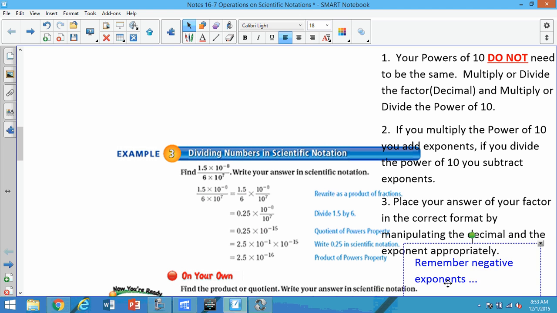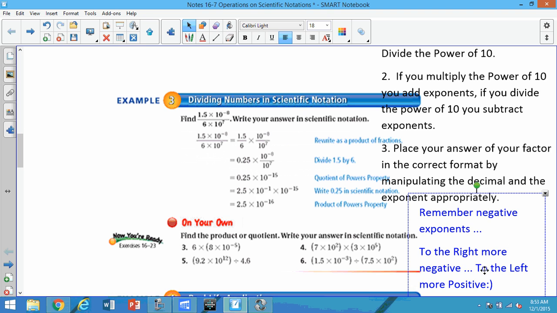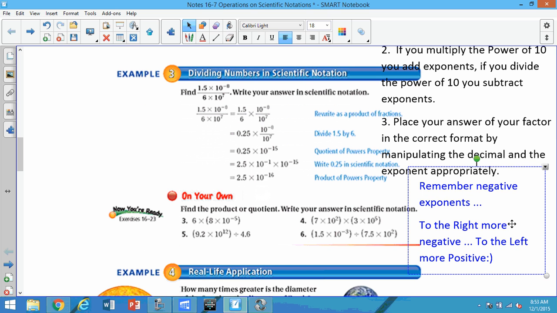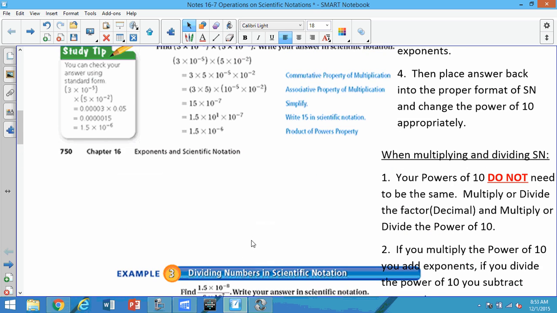And then I put a little note here. Remember, negative exponents, you go to the right if it's more negative, to the left to make it more positive. And that is really huge because that becomes difficult.